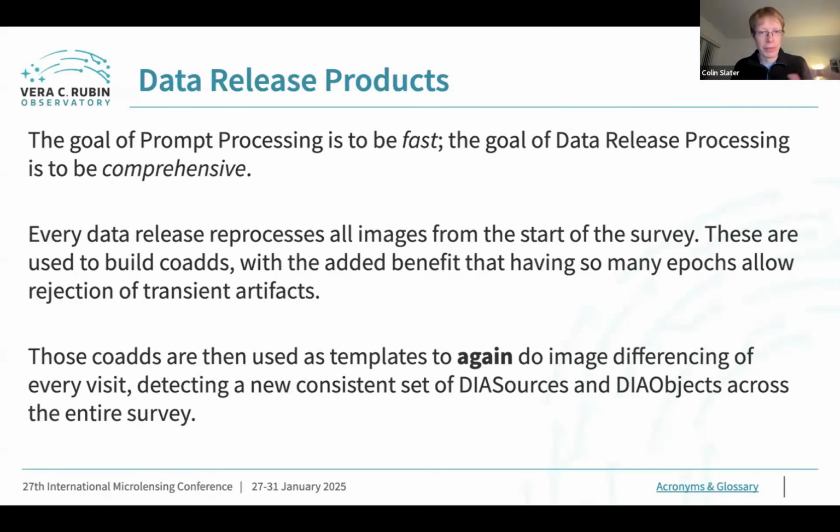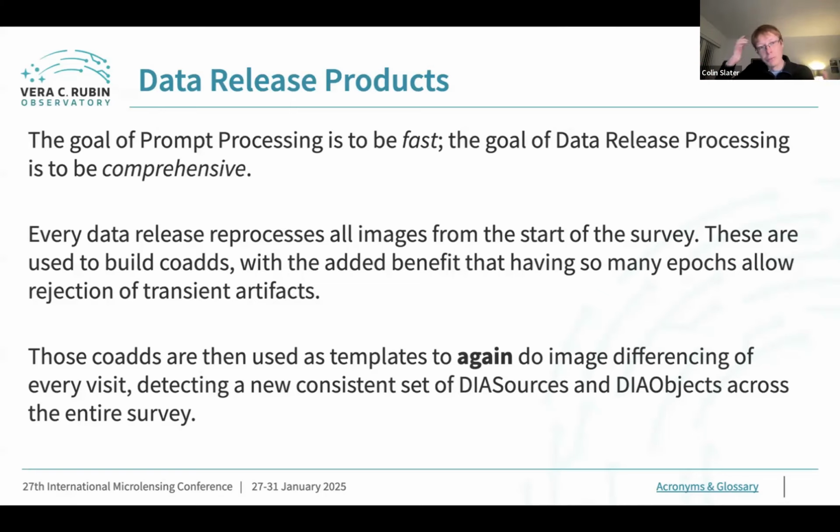So the goal with the prompt processing is really speed, and we want to make things available as soon as possible. But the goal of the data release production, the annual processing, is really to be comprehensive. That's when we're trying to get our best understanding, the best information we have about any particular source in any particular image, and make that available. So every production starts from the start of the survey. We're not processing each year separately. We're processing all the way from the start every time we do a data production.